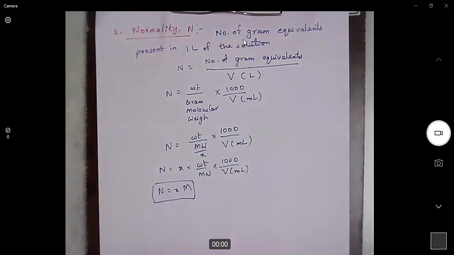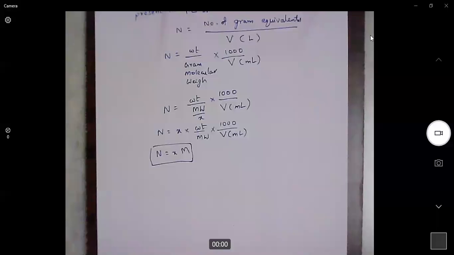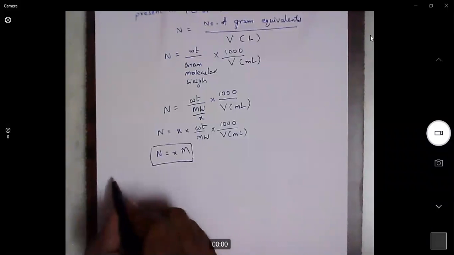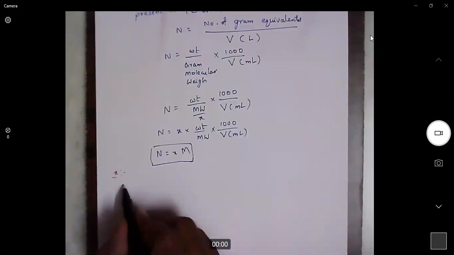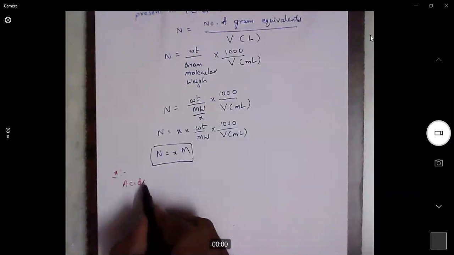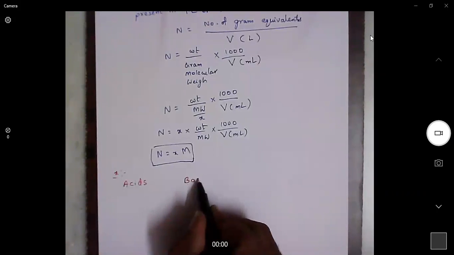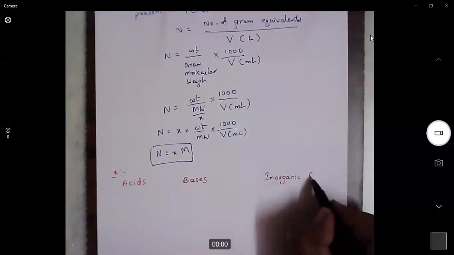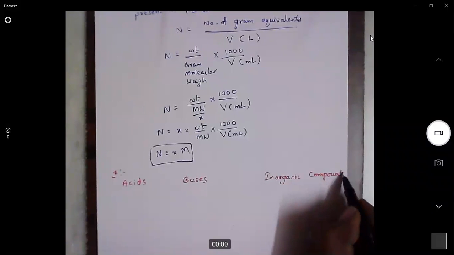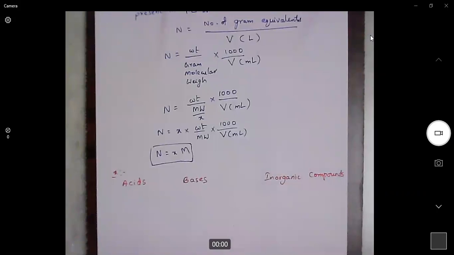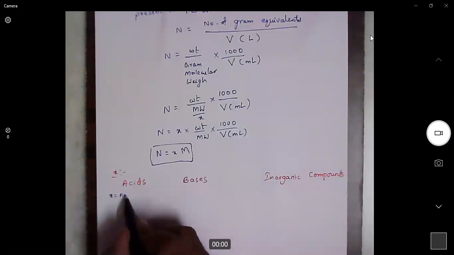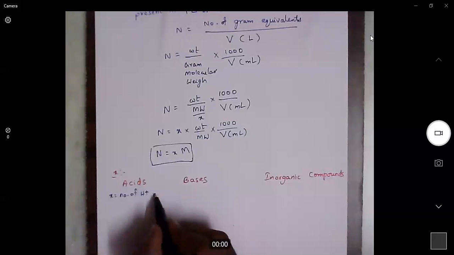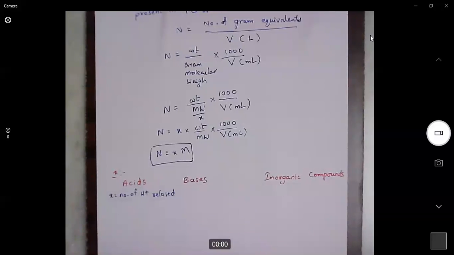Now, we will look at what this X is. The value of X is explained for different substances: the value of X for acids, bases, and inorganic compounds. For acids, X is nothing but the number of H plus released.